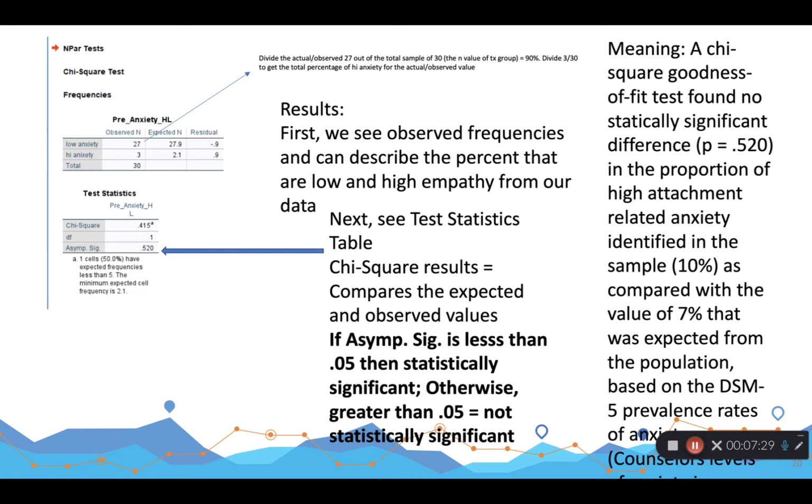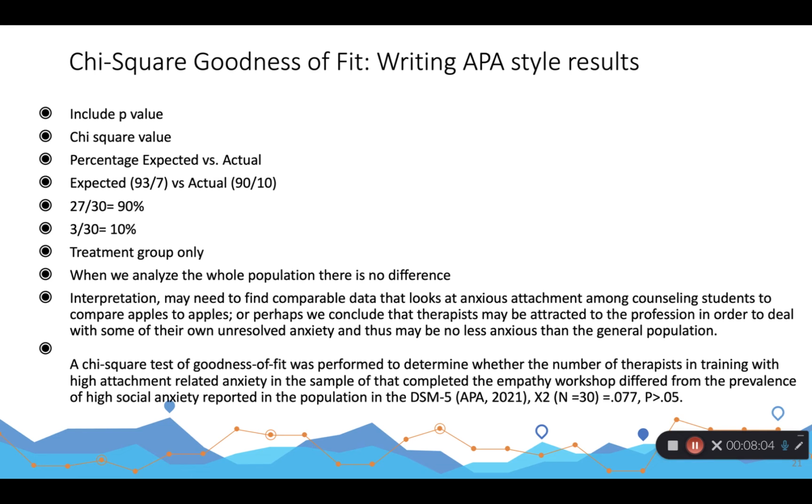We can see if you look at the significance level, the blue arrow is pointing to that, the bottom line under test statistics, that's 0.520. That means there's no statistically significant difference. If it was less than 0.05, there would be a statistically significant difference. So this could mean that a chi-square goodness of fit test found no statistically significant difference in the proportion of high attachment-related anxiety identified in the sample, 10%, as compared with the value of 7% that was expected from the population based on the DSM-5 prevalence rates.